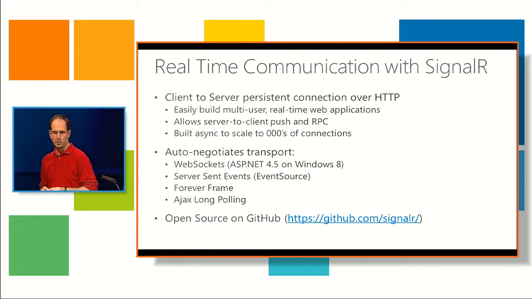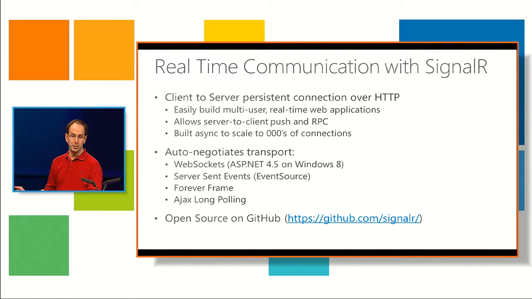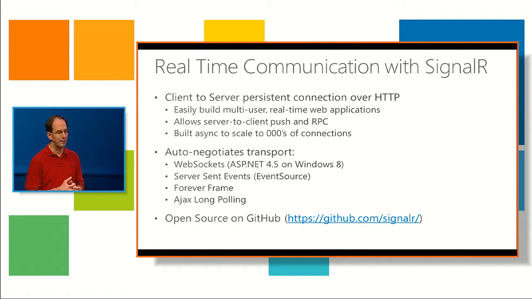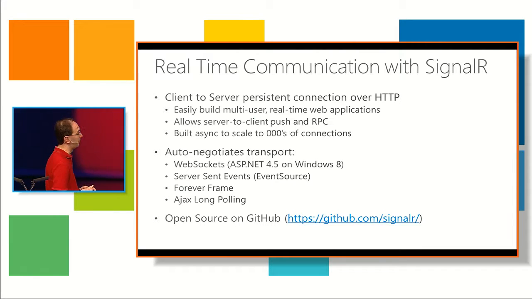One of the things we're working on as a team is a project we call SignalR, which provides a really nice programming model for doing it. It basically allows you to build multi-user real-time web apps. You can push notifications not only to a single user, but to multiple users. You can do server-to-client push as well as RPC style back and forth. And you can scale to thousands or tens of thousands or hundreds of thousands of connections across a server farm.